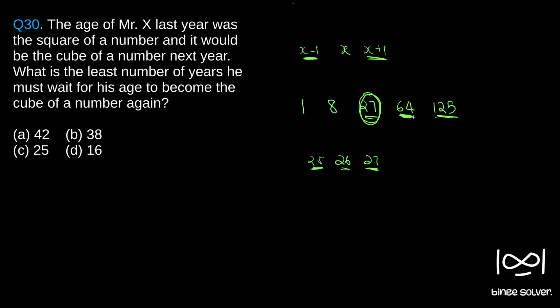So the next cube is 64. So 64 minus 26, that is his age. 64 minus 26 is 38. So this is the current age, and he must wait 38 years to reach 64, which is a cube of a number. So he has to wait 38 years. So the solution to question 30 is B, 38.